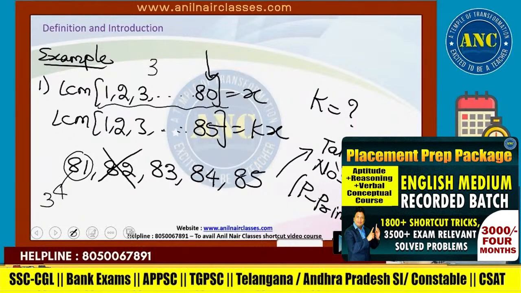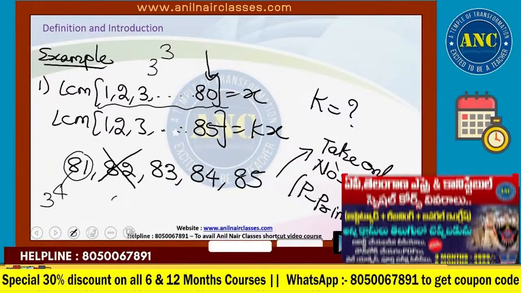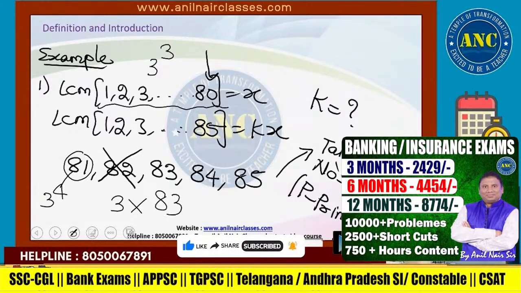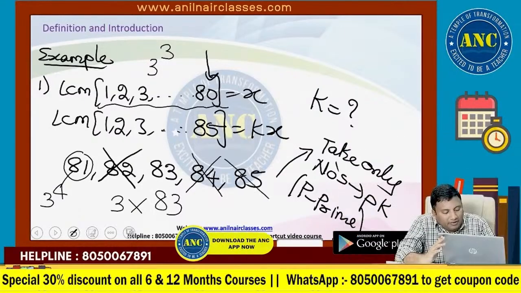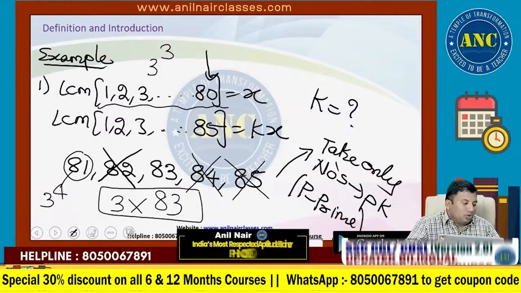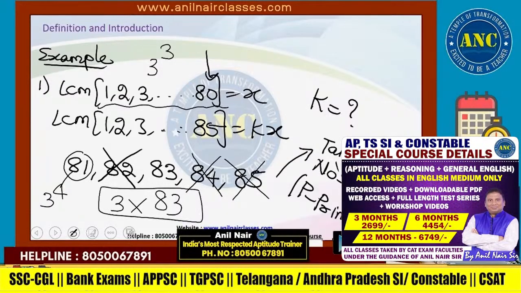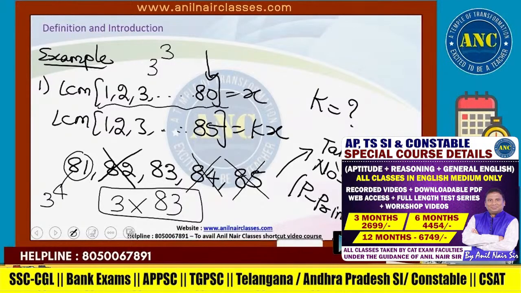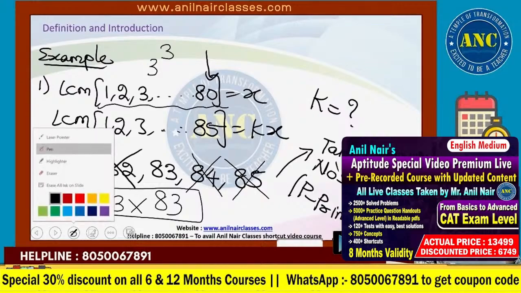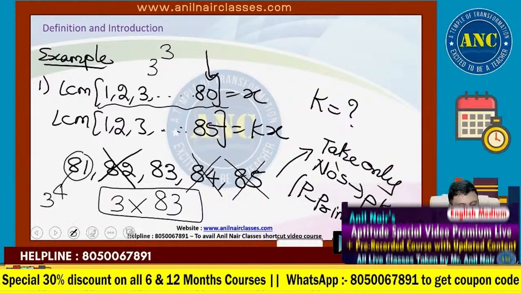The power of 3 till 80 is 3 cube, which is 27. So an extra 3 will come. Extra 83 will come. 84 is 4 into 21. 85 is 5 into 17. Answer is 3 into 83. Many students have missed out 81.